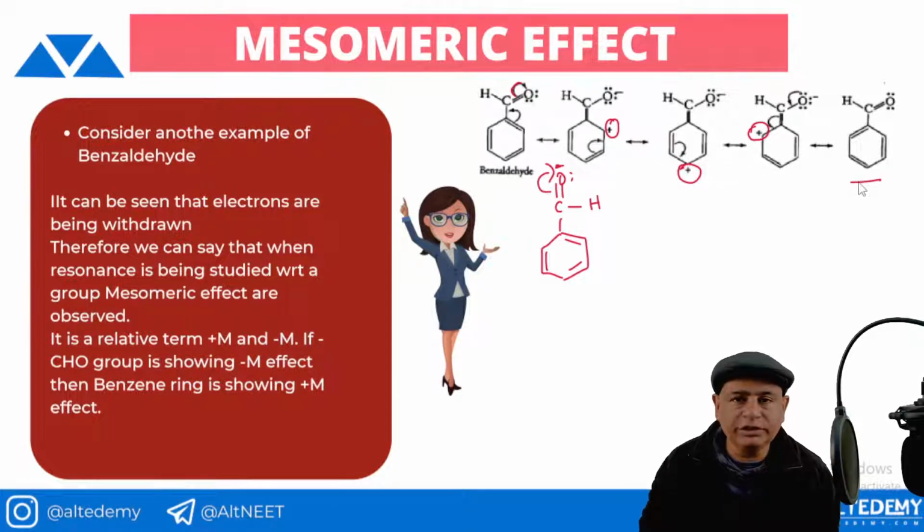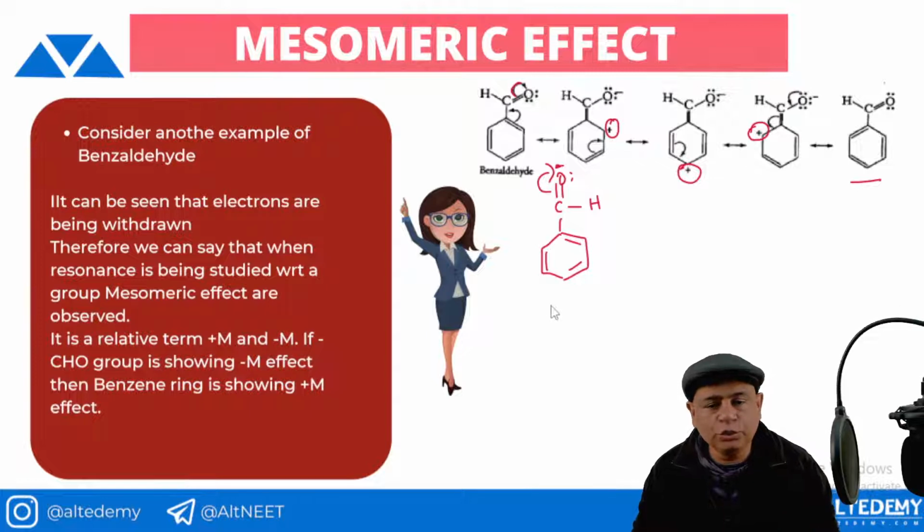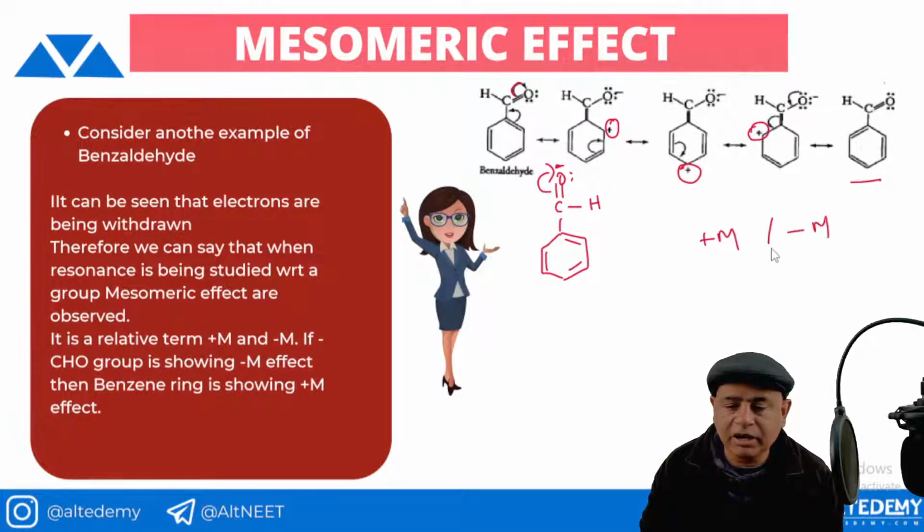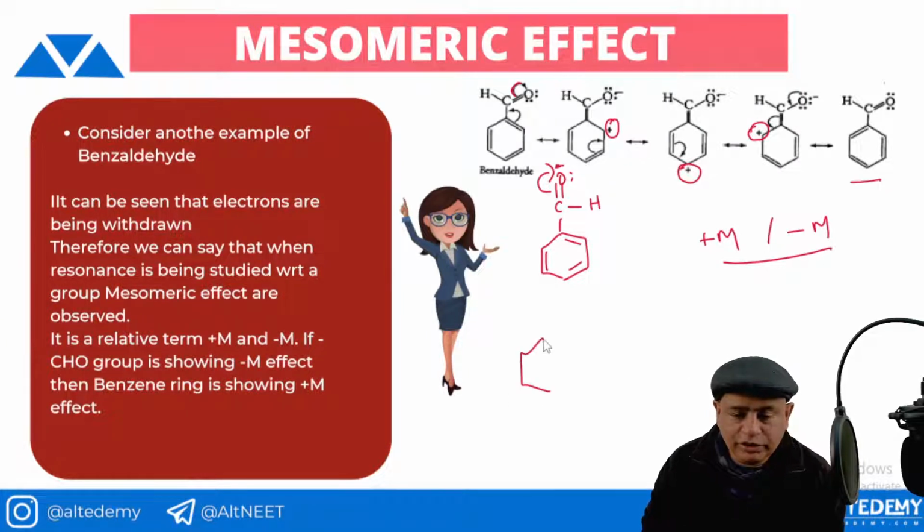Here what we have noticed is that CHO has a tendency to pull the electron. So it can be seen that electrons are being withdrawn. Therefore we can say that when resonance is being studied with respect to a group, mesomeric effects are observed, and it is a relative term. Very important information: plus M and minus M are relative terms. Look here, I would like to point it out.